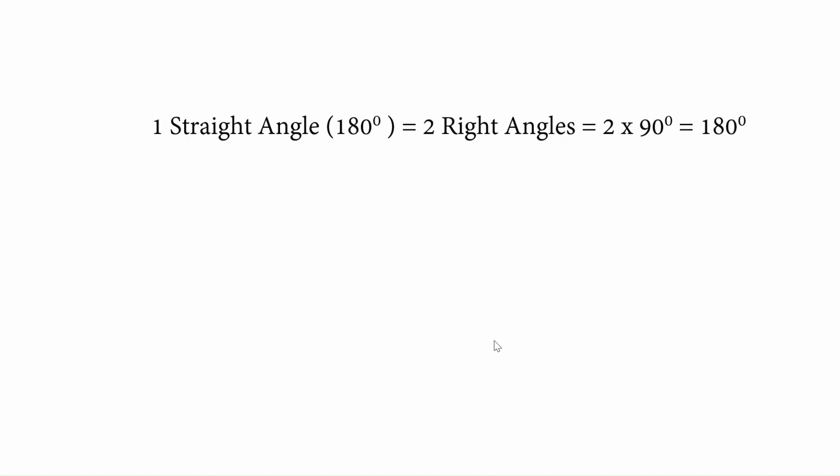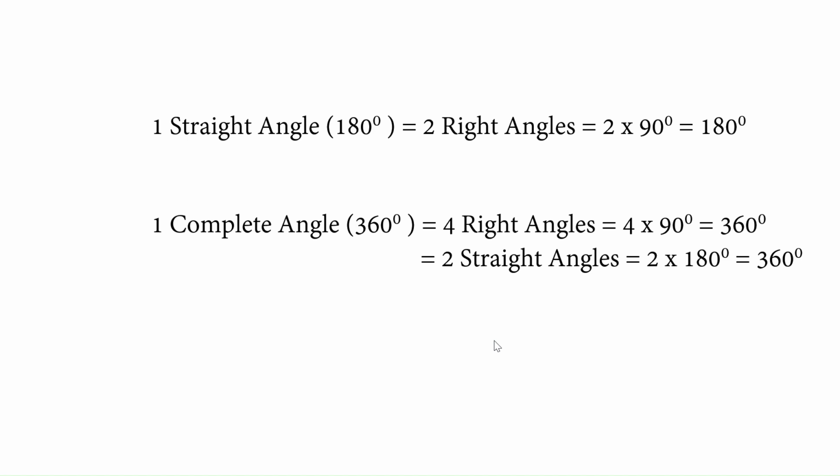One straight angle, that is 180 degrees, is equal to two right angles. A right angle means 90 degrees, and 2 into 90 is 180. One complete angle will be equal to four right angles, since 4 into 90 is 360 and a complete angle means 360. Or it can also be written as two straight angles, 2 into 180 degrees.